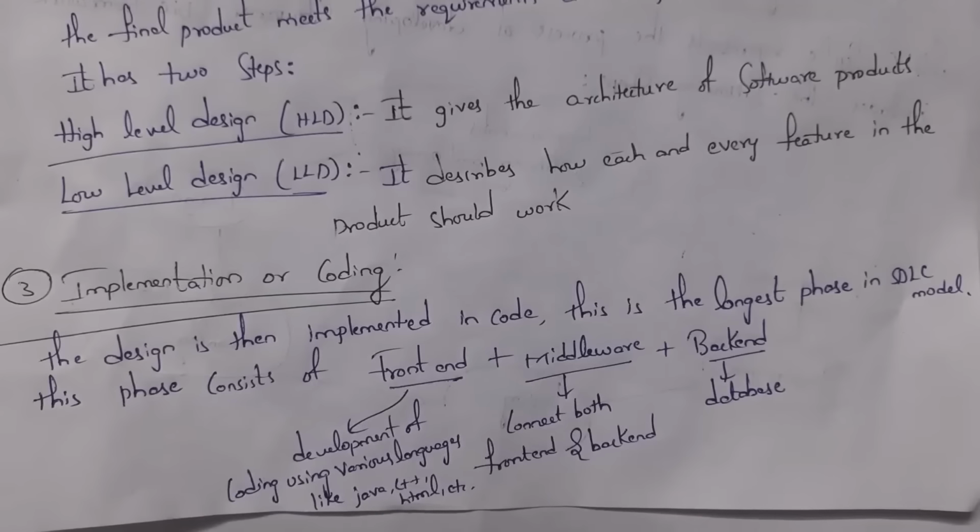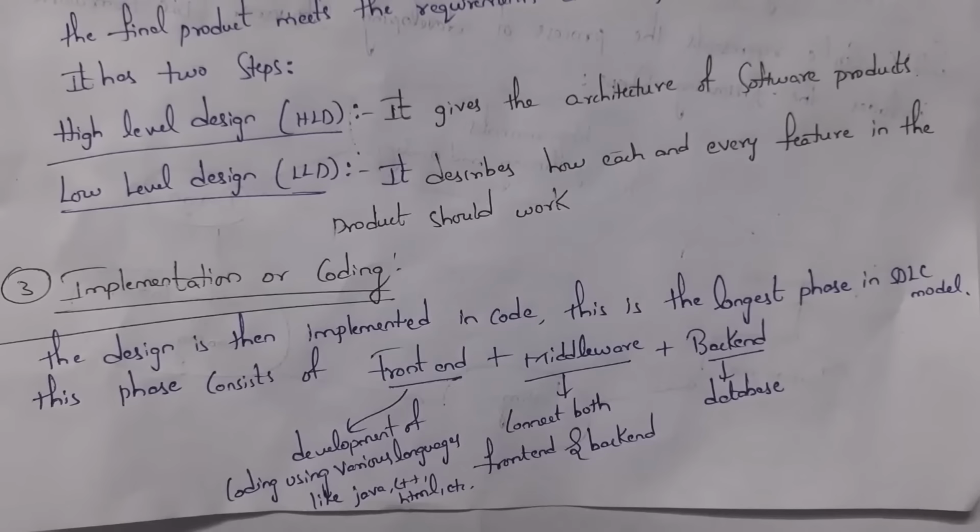Third phase is the implementation or coding phase. By seeing the blueprint, software developers will start developing code. This is one of the longest phases in the software development lifecycle. It will consume a lot of time to develop code.